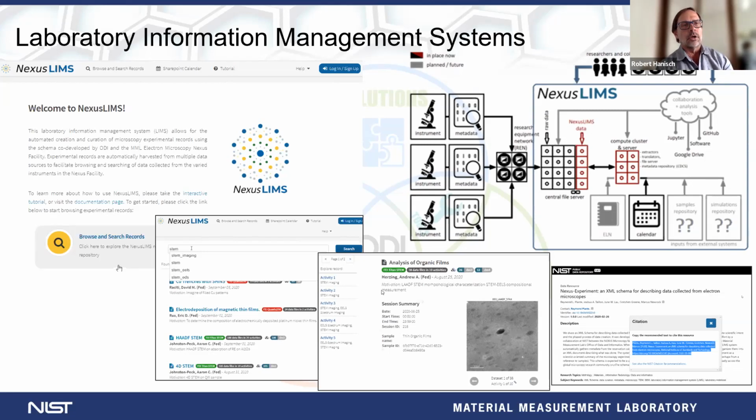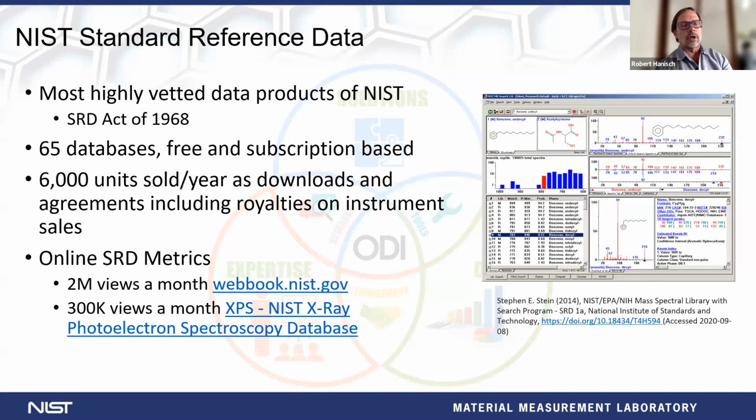Next slide, I think we talk about here are standard reference data. NIST hosts a suite of databases, 65 currently. Most of them are free, some are subscription-based, but probably the most well-known one is our mass spectrometry database, which is embedded into essentially every mass spec instrument sold by vendors all around the world.